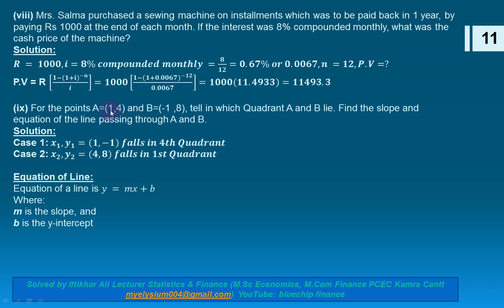So if we take this 1 and minus 1, as you are seeing, these both are falling into the fourth quadrant, and 4 and 8 are falling into the first quadrant. The second thing is to find the slope and equation of the line passing through A and B. The equation of a line is y equals mx plus b, where m is the slope and b is the intercept, or we can say the y-intercept.